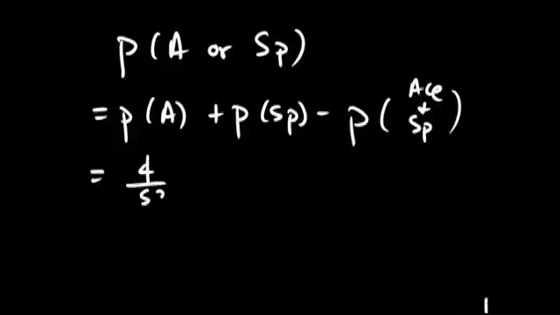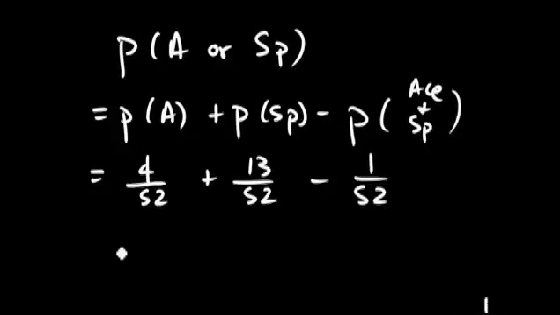4 over 52 plus 13 over 52 minus 1 over 52. The answer becomes 16 over 52.